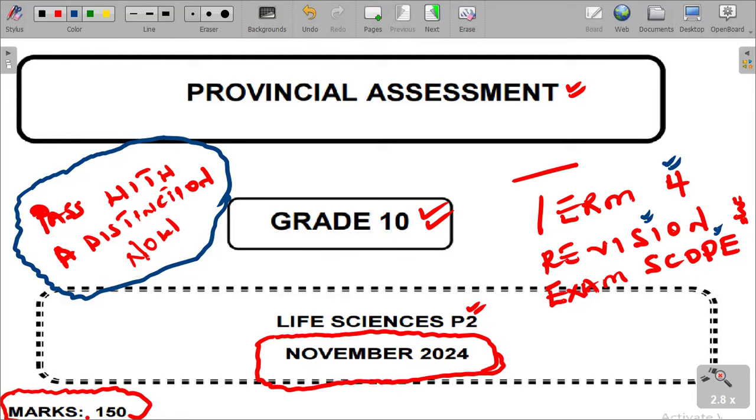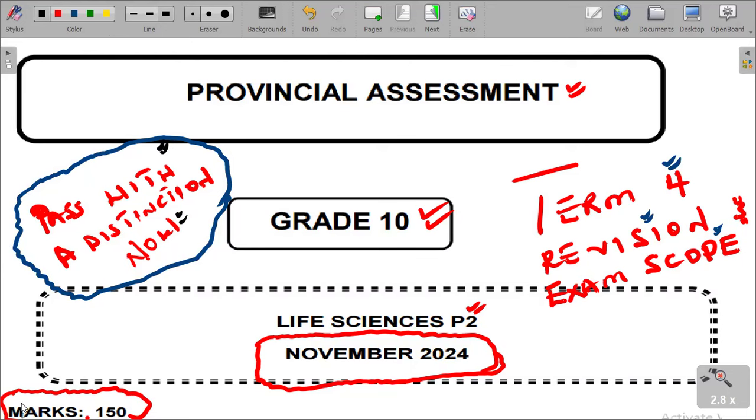Without wasting any time, I want us to quickly go into a revision of paper 2. That is for November examination. This is a provincial paper anyway. Like I said, you'll never go wrong if you connect to Metric Hub. We promise you to pass with a distinction and no repeats.